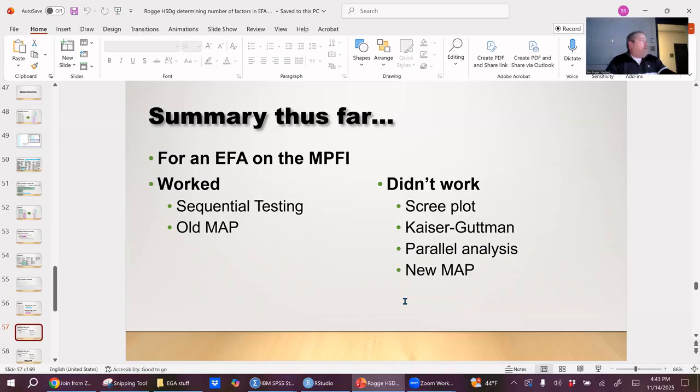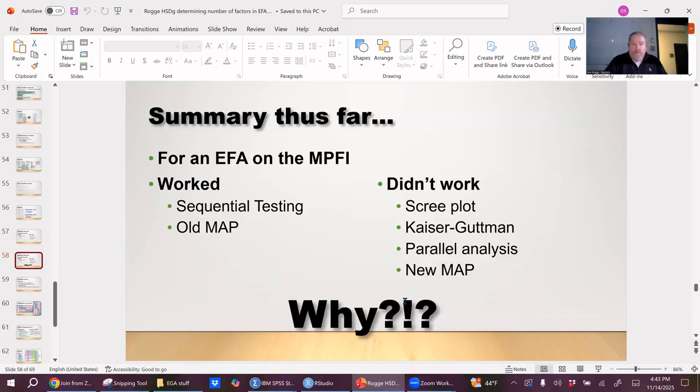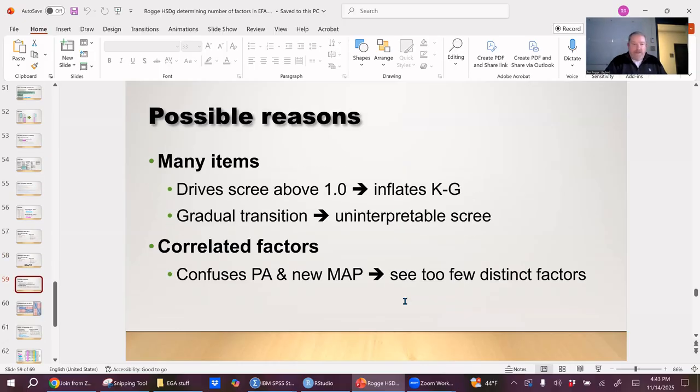So sequential testing worked for the MPFI, and the old version of MAP did, but the scree plot, Kaiser-Guttman, parallel analysis, and the newer version of MAP did not. Why are these not working? With so many items, it drives the scree above 1. It makes the scree transition gradual, but it's really these correlated factors.